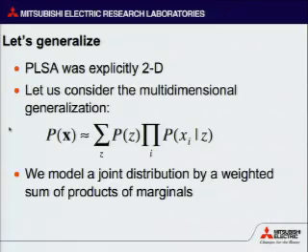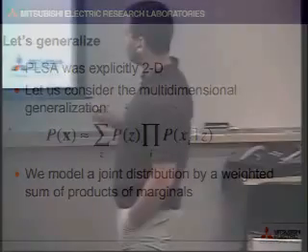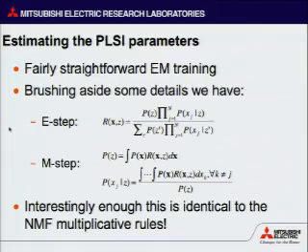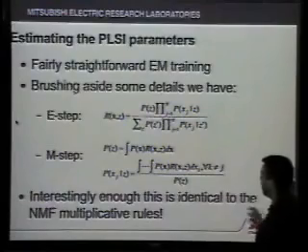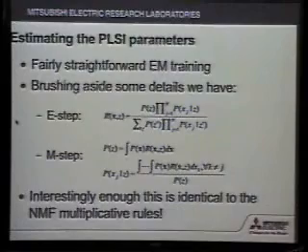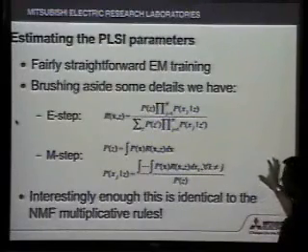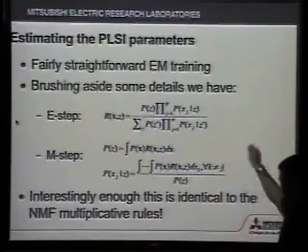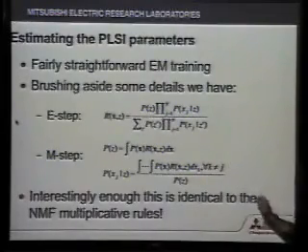The way that was introduced was in a 2D setting. It's pretty straightforward to actually come up with a multidimensional generalization. You basically have more marginals being multiplied. So no big deal there. I probably don't want to spend too much time on how you estimate those things. It's fairly straightforward EM training. You end up having a pretty simple E step, then a somewhat simple M step. And the thing that I want to highlight here is that you can go through the EM derivation, and at the end you get to things which, with some algebraic manipulation, end up being the same as the NMF multiplicative rules.